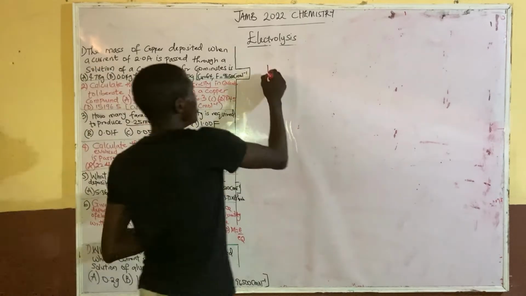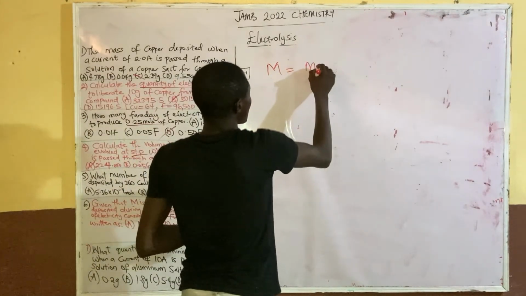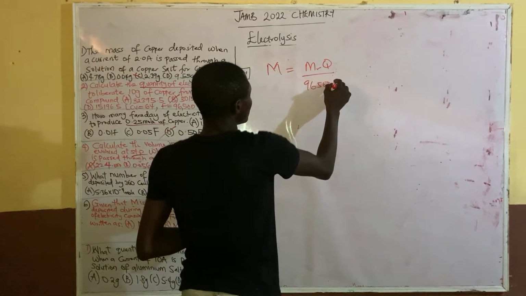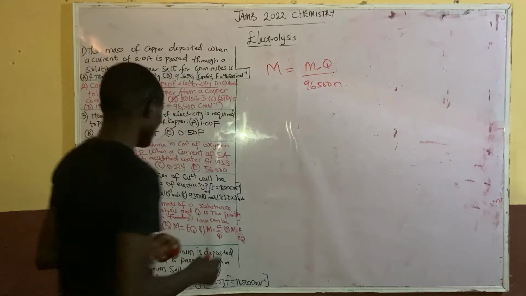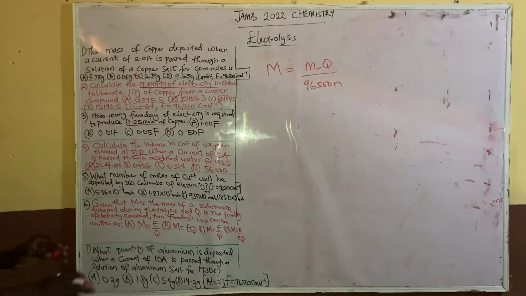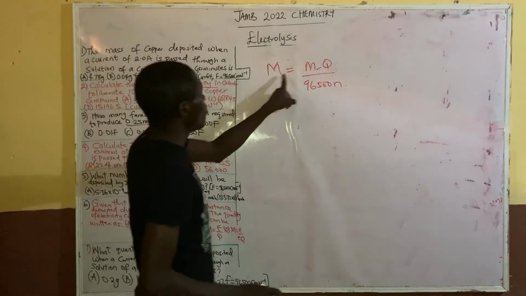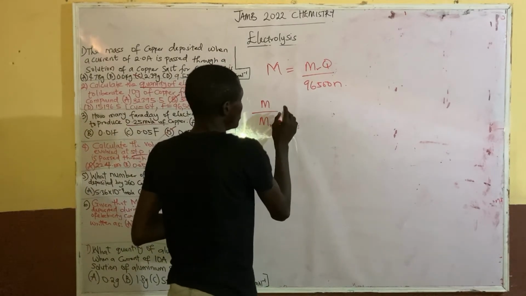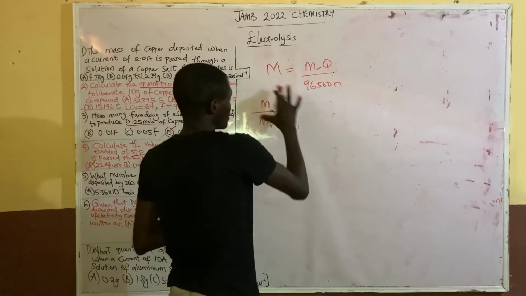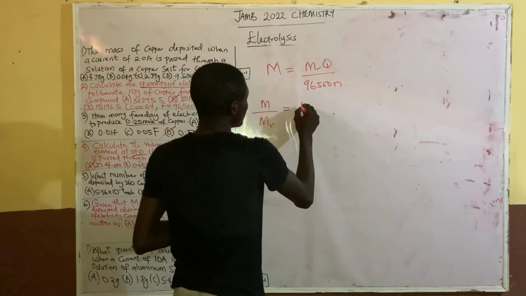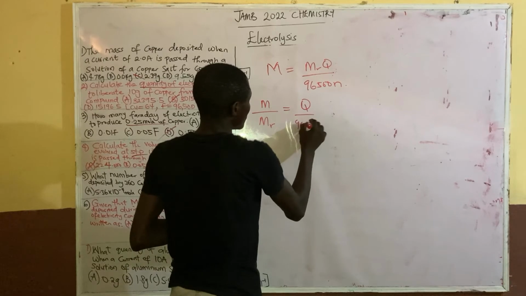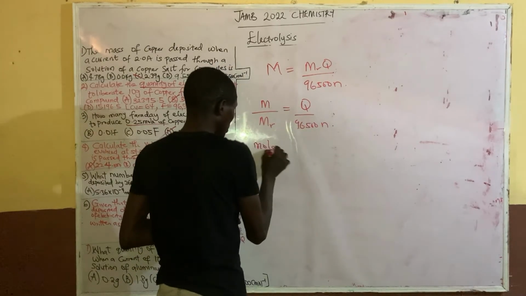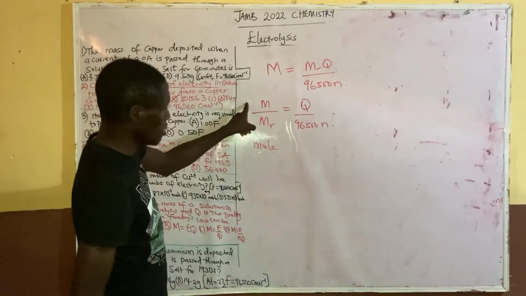Just know that M over Mr. is equal to Q all over 96,500 N. It didn't give us mass, so what do we have to calculate? M over molar mass: this is mass, and this is molar mass. It has given us mole. So this is the same thing as mole, equal to Q all over 96,500 N.